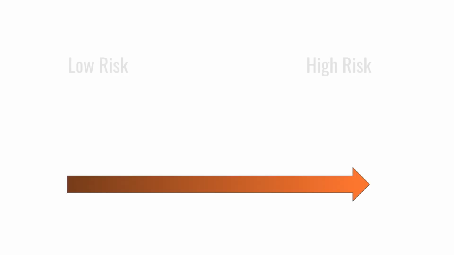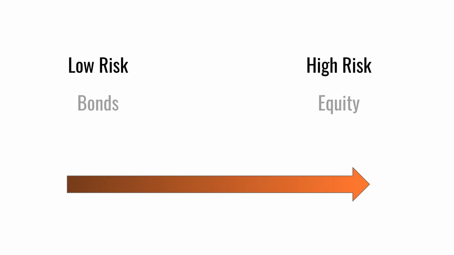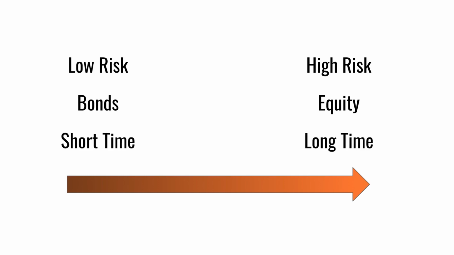Another thing to bear in mind before you start is your appetite and your capacity for risk. If we go from low risk on the left to high risk on the right, a low risk portfolio contains more bonds, and a high risk portfolio contains more equity. And the period of time for which you're investing also affects this decision. Generally, if you need the money in a short period of time, you don't want to take a huge amount of risk. But if you're investing over a very long period, then you can afford to take more equity risk.